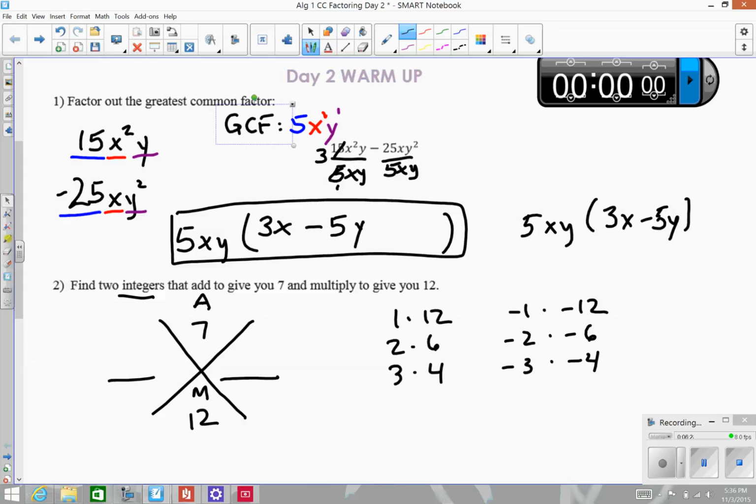If I add each of those together, this first one gives me 13. So if I do a plus there to add them, this gives me 13. This one gives me 8. This one gives me 7. That's the one that I want. I wanted the pair that adds up to 7. So 3 times 4 adds up to 7, multiplies to give me 12. These are my two integers. More on that coming soon.